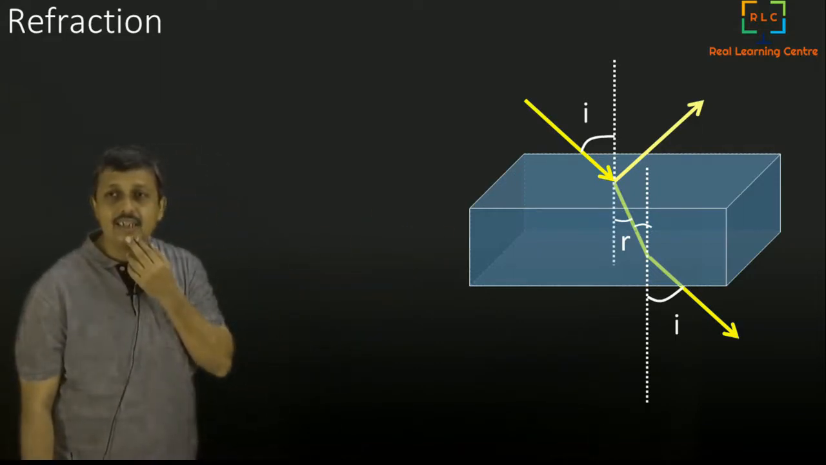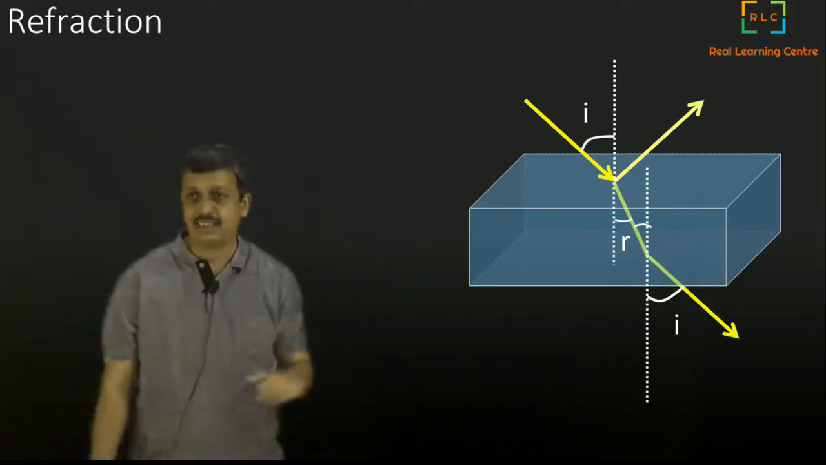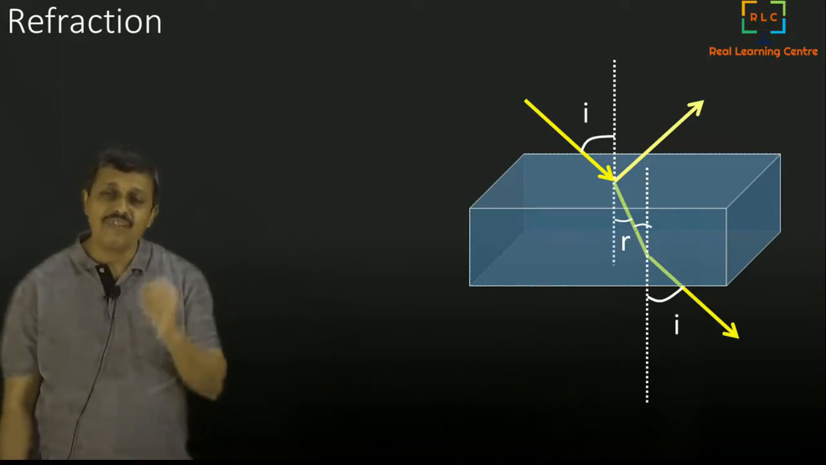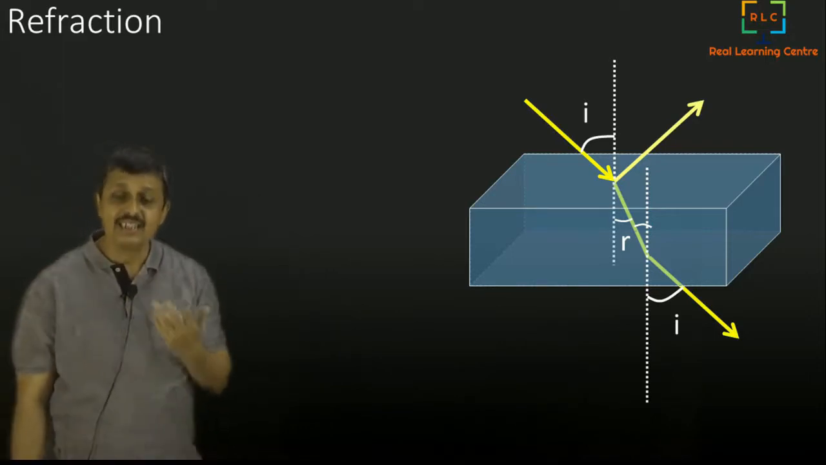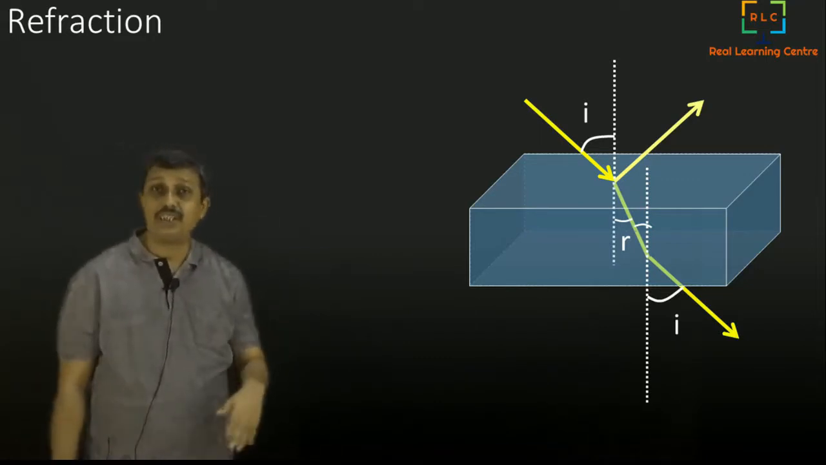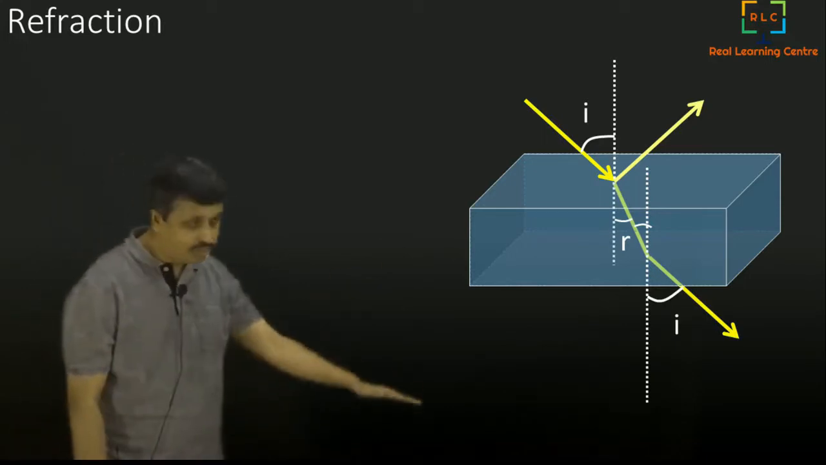And then when it goes out, it is BEI. Okay, this is an emerging ray, this is an incident ray. So those two angles will be the same. So refraction happens only when light actually enters, crosses a medium. Initially it is in the air, then it went into the glass, then it went back to the air.